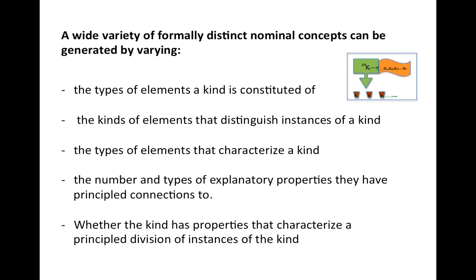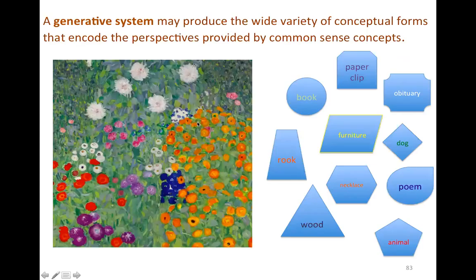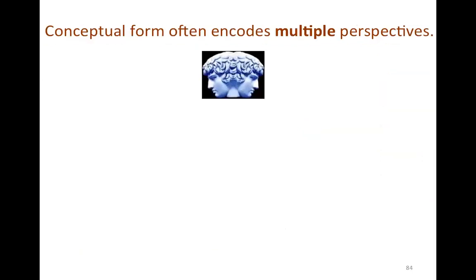And what this suggests is that there is good promise that we should be able to characterize a generative system which produces a wide variety of conceptual forms that encode the perspective provided by different classes of common sense concepts, the classes that each of these distinct concepts belongs to and that have distinct perspectives. That is one of the tasks for future work.